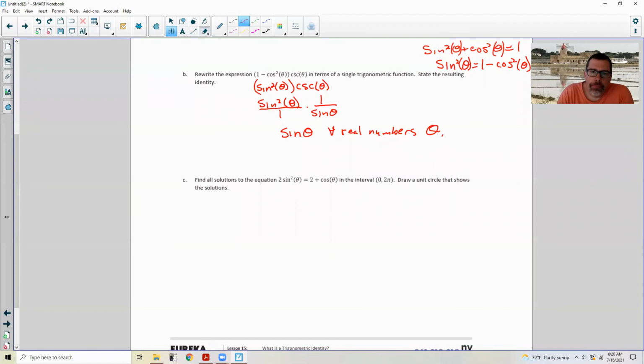Okay, my fault. I wasn't thinking of the prior line here. We have a restriction. Sine theta cannot be 0. When is sine theta 0? Where's my unit circle? Sine theta is 0 at 0 and pi. So sine theta for all theta that are not equal to multiples of pi.